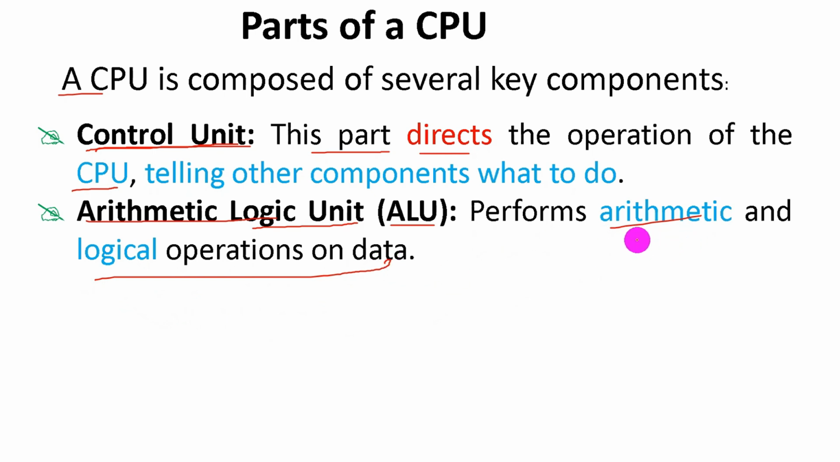Arithmetic, as you have seen in the previous class: addition, subtraction, multiplication, division, and modulus operations. Those we call arithmetic operations. Logical operations: AND, OR, XOR, NOT, NOR, and any other ones that help to make comparisons. So this arithmetic and logic unit is a component of the central processing unit.